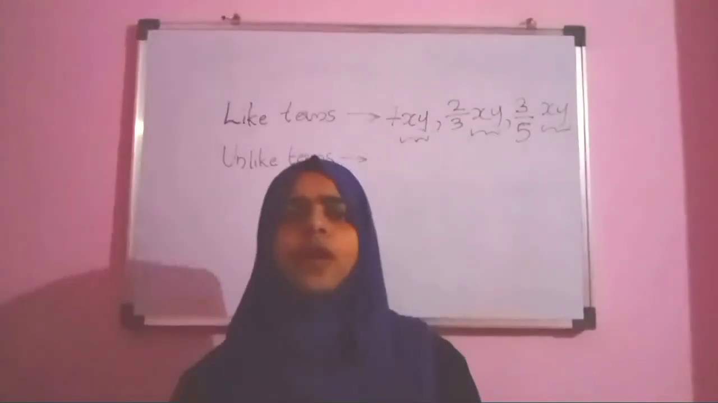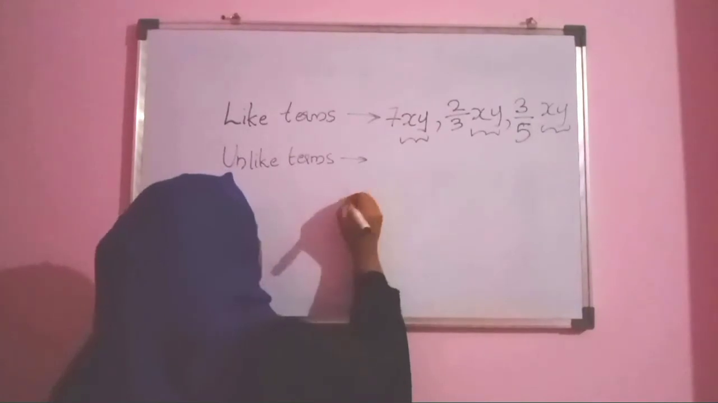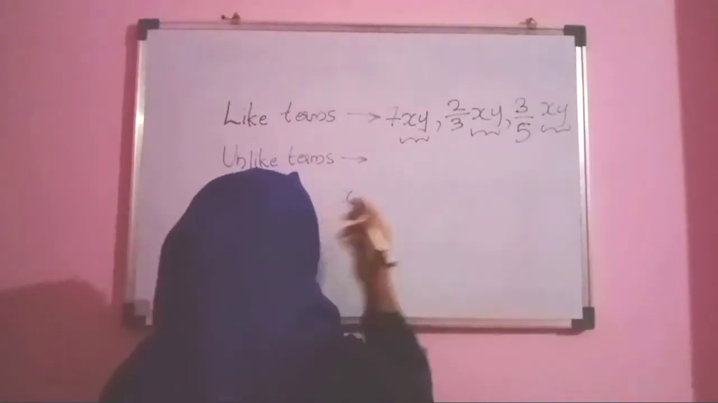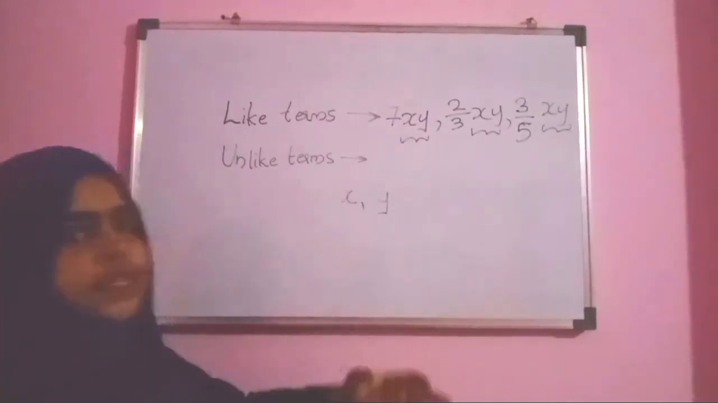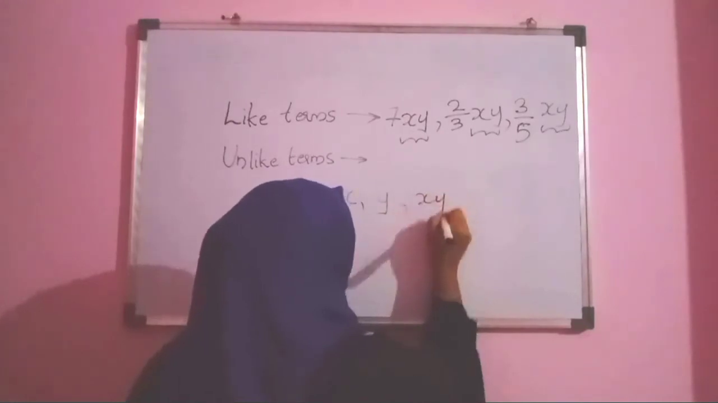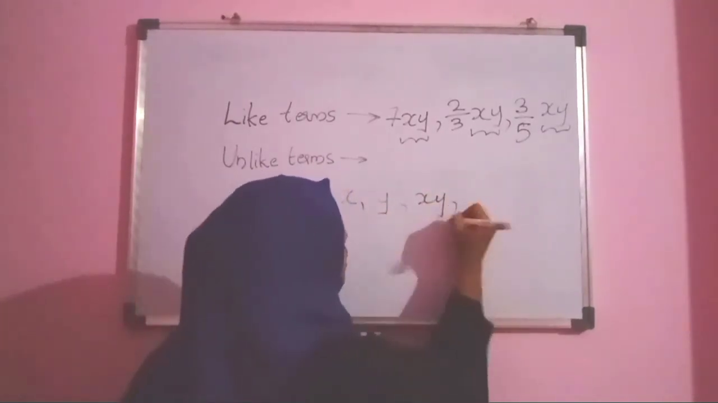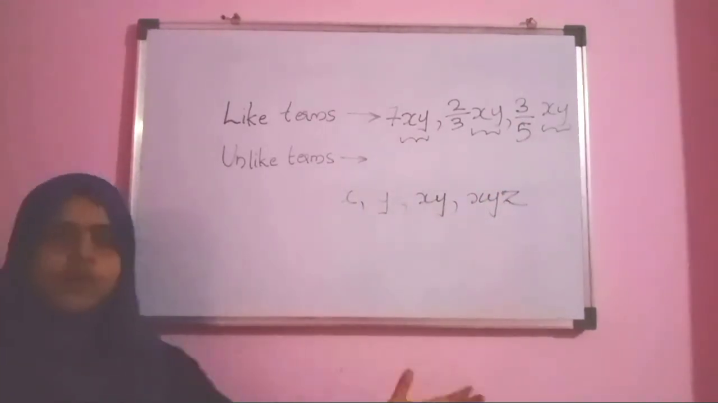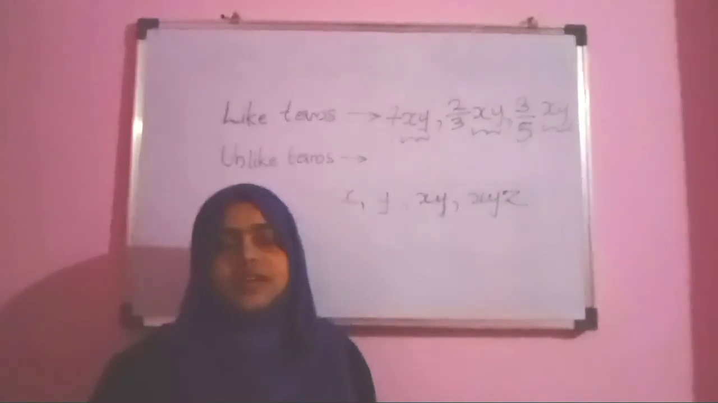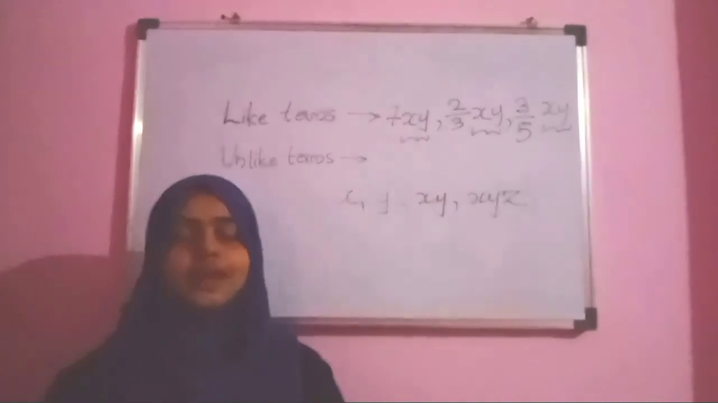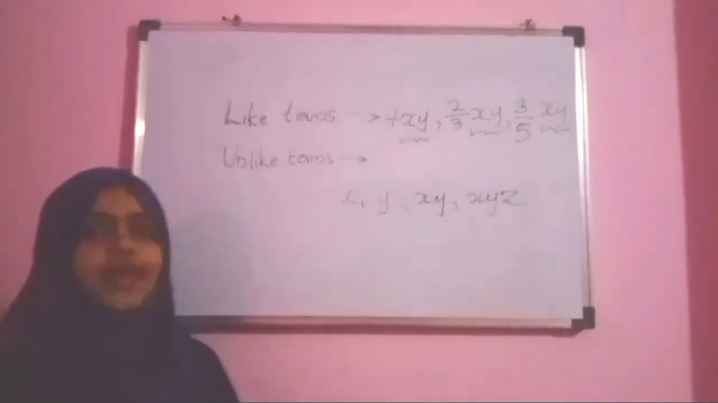And what are unlike terms? The variables will be different. So x is a single variable. For example, x. y is a different variable. These will be unlike terms. Next one, xy. This is different from x and y. Now, xyz. All these four terms given have different variables. So these are unlike terms. Okay.